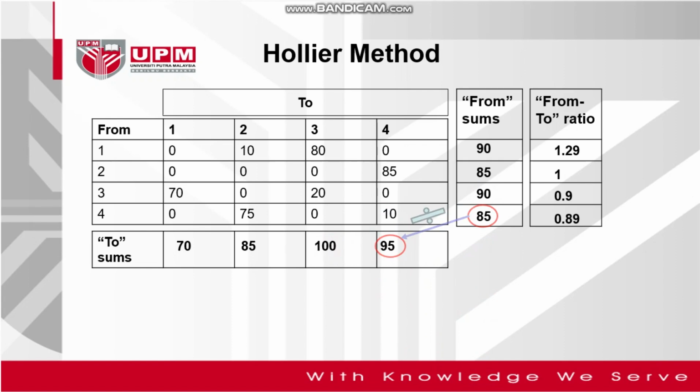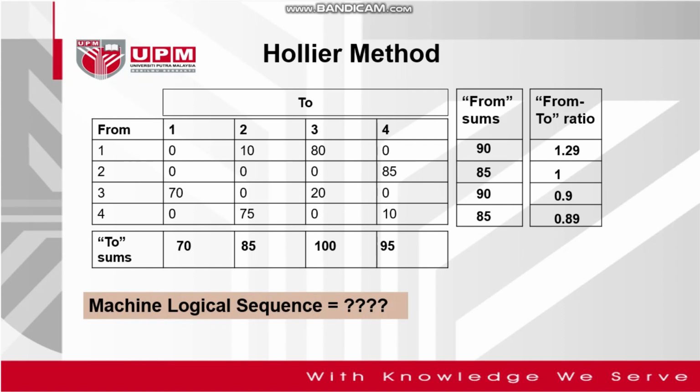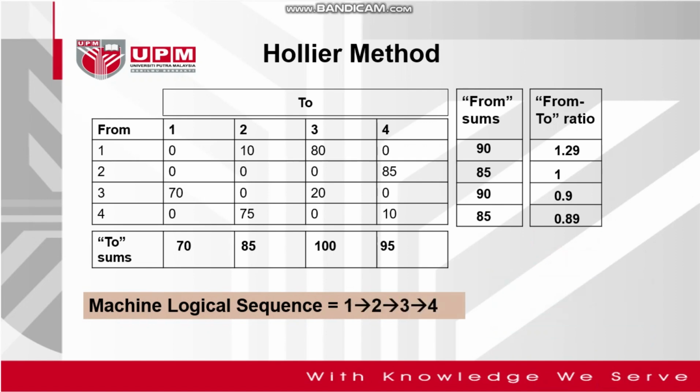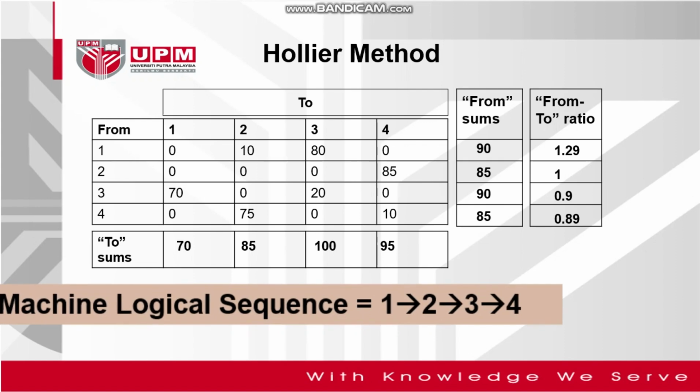After we have the from-to ratio, next we will get the machine logical sequence. How? We need to arrange the from-to ratio values in descending order. Here we get the sequence 1, 2, 3, and 4 in descending order. So the final machine logical sequence will be 1, then 2, then 3, and 4.